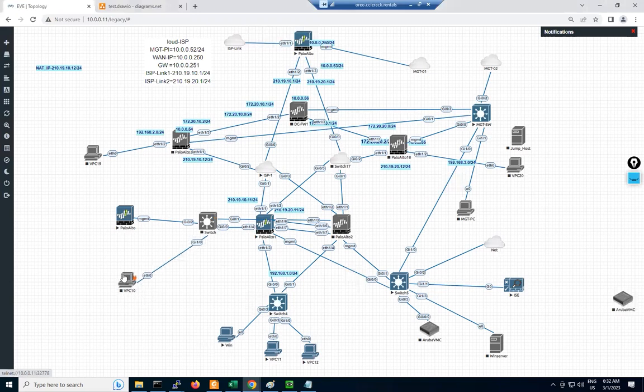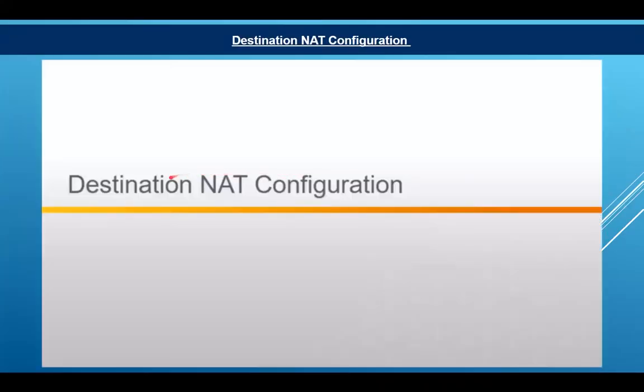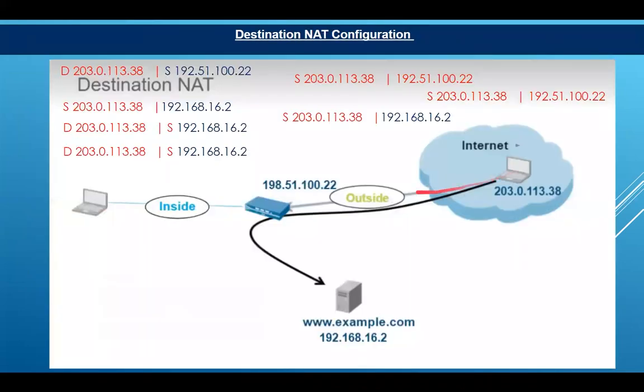Destination NAT, here we have one VPC 4. Oh, okay. So guys, now here we have the second type of NAT, which is our destination NAT. So let's check about that. Destination NAT.